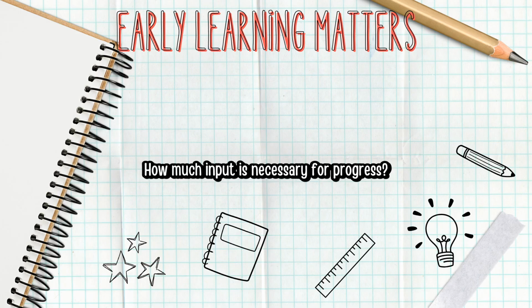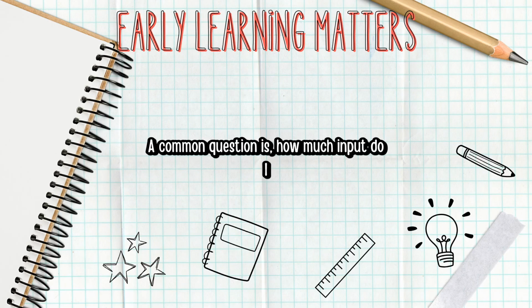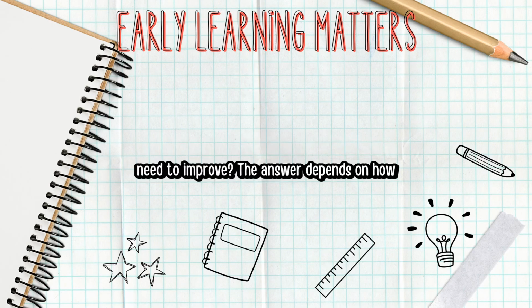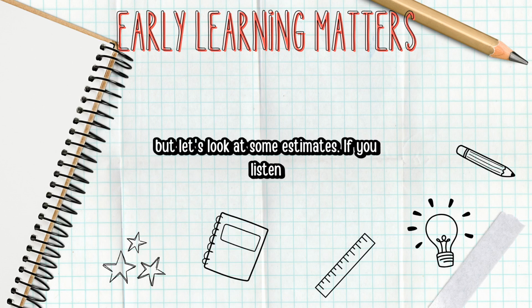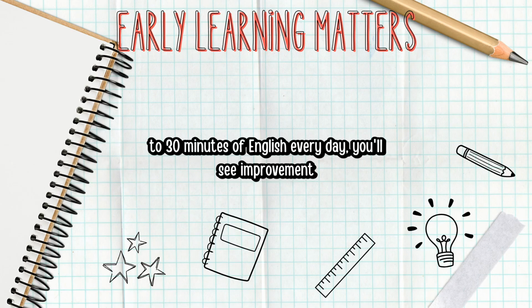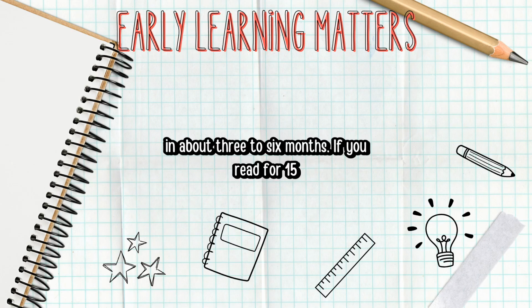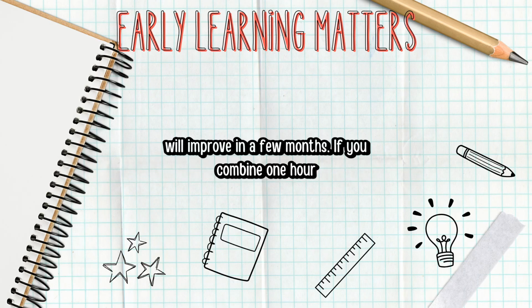How much input is necessary for progress? A common question is, how much input do I need to improve? The answer depends on how often and how well you expose yourself to English. But let's look at some estimates. If you listen to 30 minutes of English every day, you'll see improvement in about 3 to 6 months. If you read for 15 minutes daily, your vocabulary and sentence structure will improve in a few months.